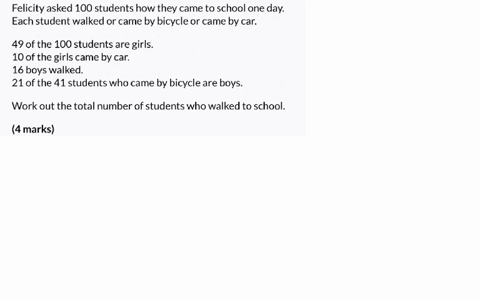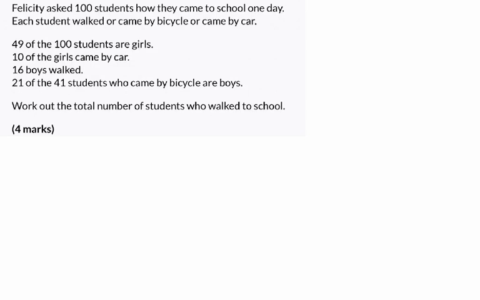So it says Felicity asked 100 students how they came to school one day. Each student walked or came by bicycle or came by car. 49 of the 100 students are girls, 10 of the girls came by car, 16 boys walked, and 21 of the 41 students who came by bicycle are boys. Work out the total number of students who walk to school.